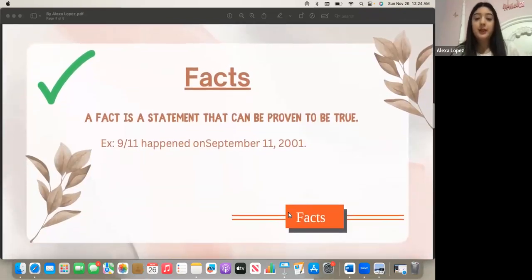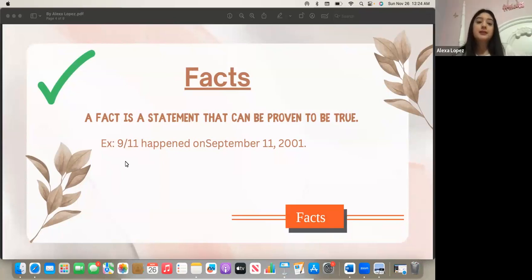All right, so to begin, facts. A fact is a statement that can be proven to be true. Okay, so in your notebooks, you're gonna write facts at the top, and then you're gonna write the definition. Okay. So can everyone repeat after me? A fact is a statement that can be proven to be true.